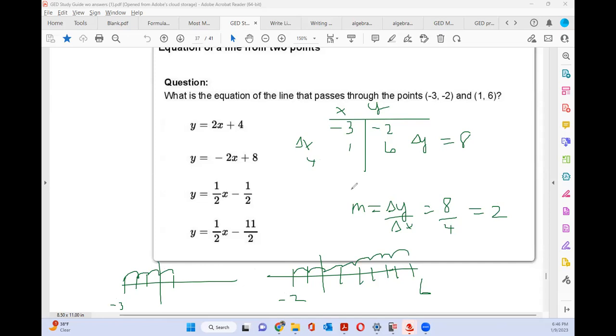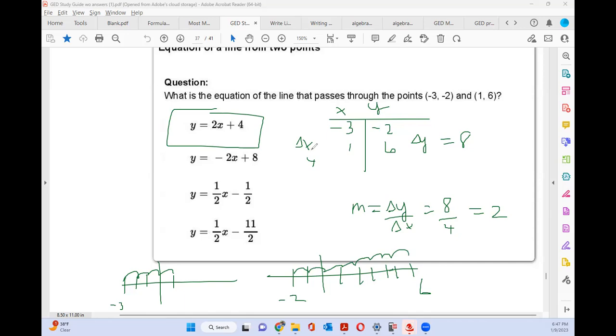What is the only equation that has a slope of 2? The first one. Yeah. You're done. You don't even have to find the y-intercept, because there's only one multiple choice that has a slope of 2. The second equation's slope is -2. The third one, the slope is 1/2. The last one, the slope is 1/2.